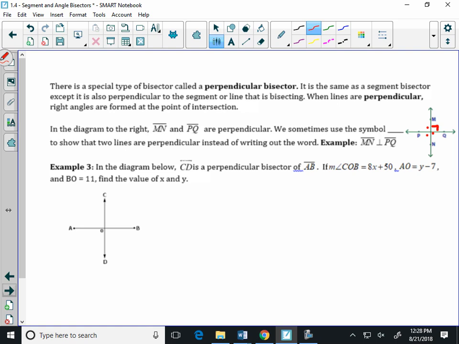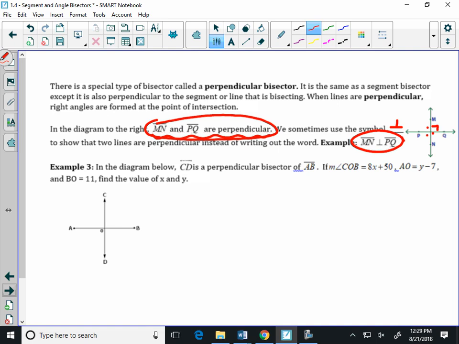Again, we love to use symbols in geometry. We hate writing out sentences. So instead of writing the statement "MN and PQ are perpendicular" every single time, we're going to use a symbol. The symbol for perpendicular is an upside down capital T. Whenever you see that upside down capital T, it's stating that the lines are perpendicular. So instead of writing out this whole big sentence, we can just do that. A lot less writing to me. Whenever you see that upside down T, it just means lines are perpendicular.